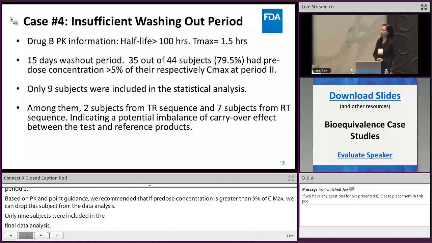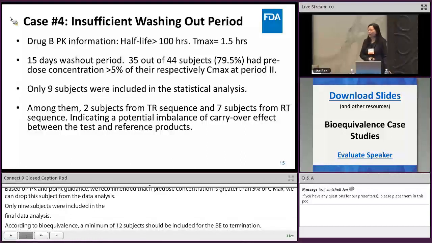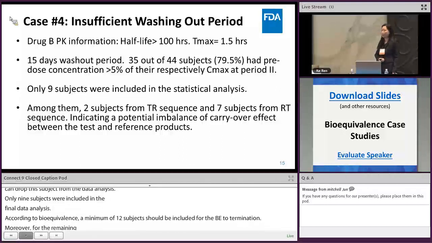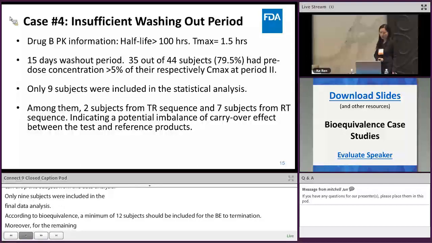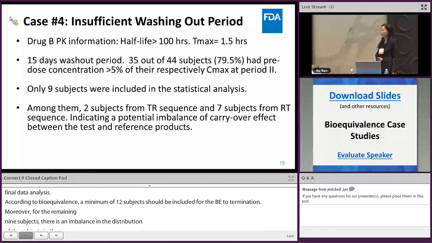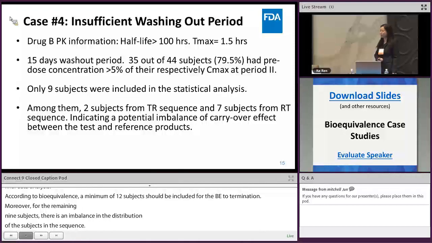Moreover, for the remaining 9 subjects, there is an imbalance in the distribution of the subjects in the 2 sequences. 2 subjects from the TR sequence and 7 subjects from the RT sequence. It indicates a potential imbalance of carryover effect between the test and the reference products.